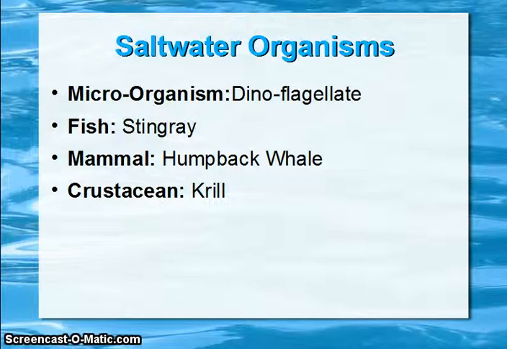Saltwater organisms: microorganism, dinoflagellate; fish, stingray; mammal, humpback whale; and the crustacean is the krill. Dinoflagellates are a type of marine plankton. Their populations are distributed depending on temperature, salinity, or depth.